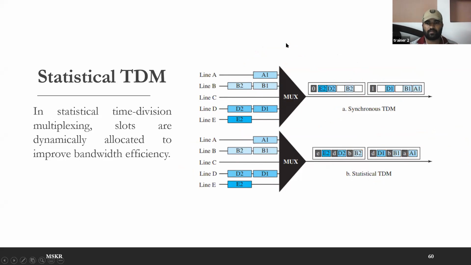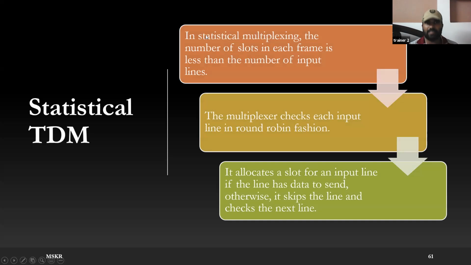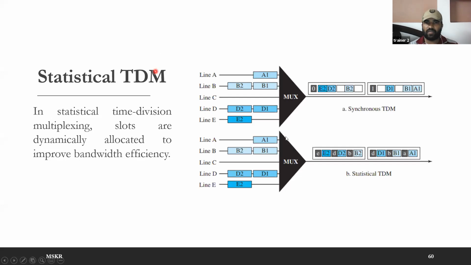So in statistical TDM, as I discussed just now, the number of slots in each frame is less than the number of input lines. That I clearly showed in our last slide. There are 5 users, but our frame has only 3 slots. The multiplexer checks each input line in round robin fashion normally. That means, as you can see in our previous diagram, first A, B, and if C is there, C will send, or D. Then in the next frame, E's data.